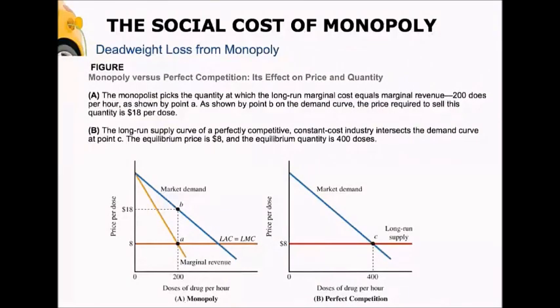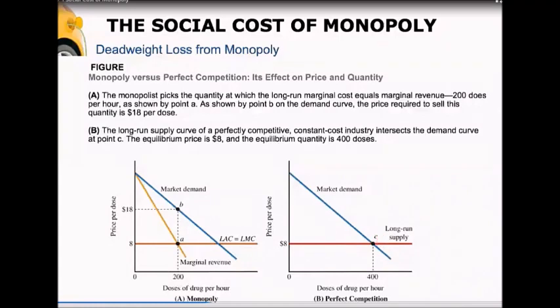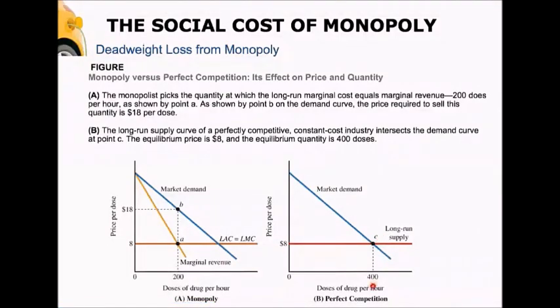If this were a perfectly competitive market, we would see that the long-run supply curve is the same as the marginal cost curve as we see in perfect competition. So long-run supply is going to be this horizontal red line, market demand is this blue line, and we would see equilibrium here at point C with a price of $8 and a quantity of 400 doses per hour. So what we see, the effect of a monopolist is an increase in the price and a restriction in the quantity compared to perfectly competitive outcome. We tend to see a restriction of supply, a restriction of the quantity that's being supplied to the market, and an increase in the price charged for what's being sold.